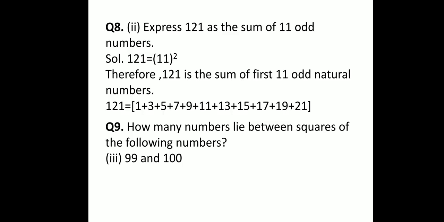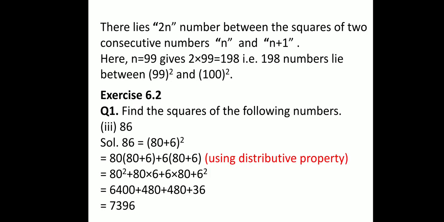Now, the next question is question number 9. How many numbers lie between the squares of the following numbers? For this question, we will be using the property that there lie 2n non-square natural numbers between the squares of two consecutive numbers, that is n and n plus 1. Here, n is equal to 99, and that will give you 2 into n, that is 2 into 99, which is equal to 198. So 198 numbers lie between the squares of 99 and 100, or 198 numbers lie between 99 square and 100 square.